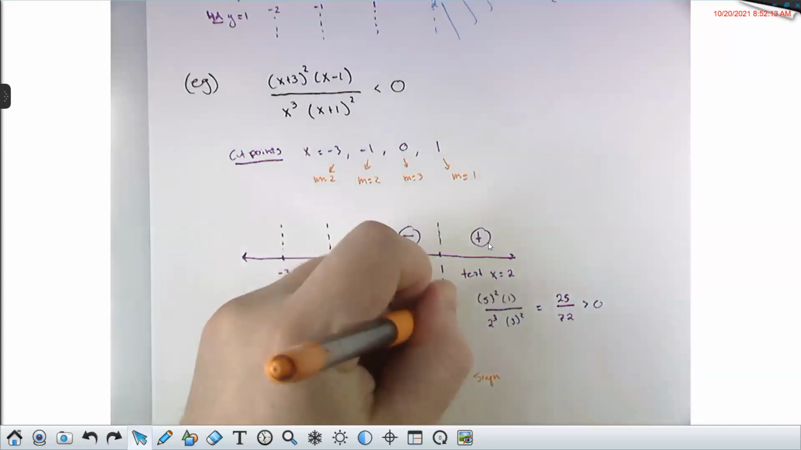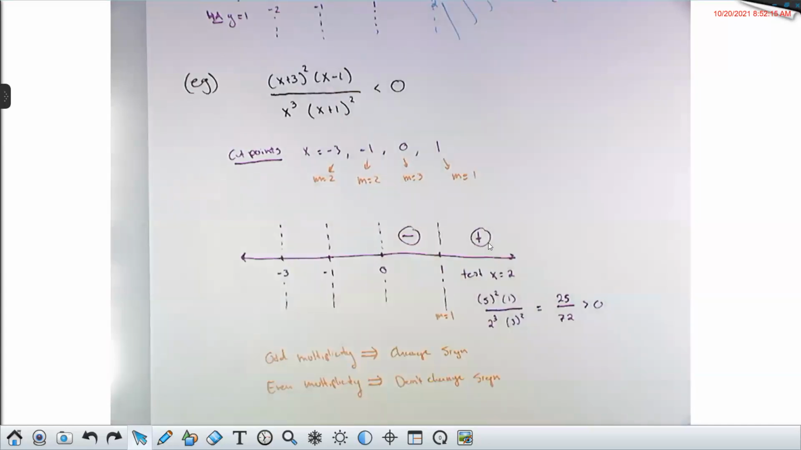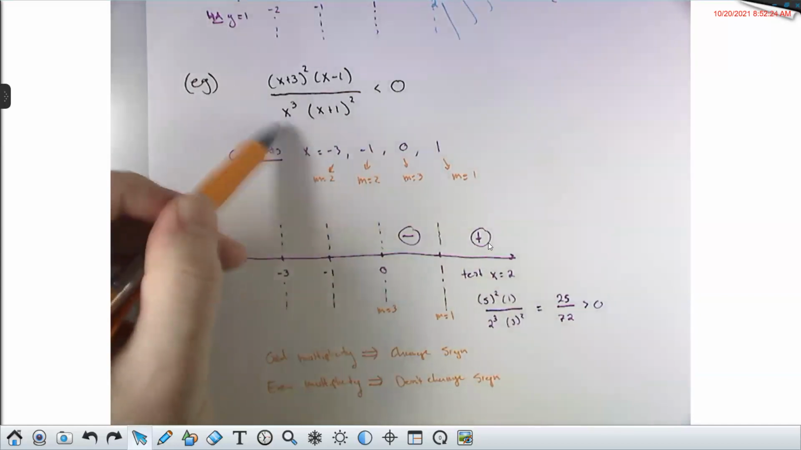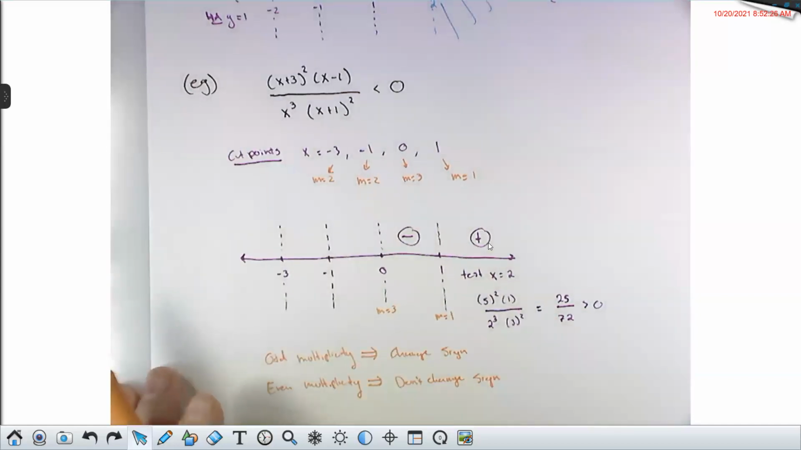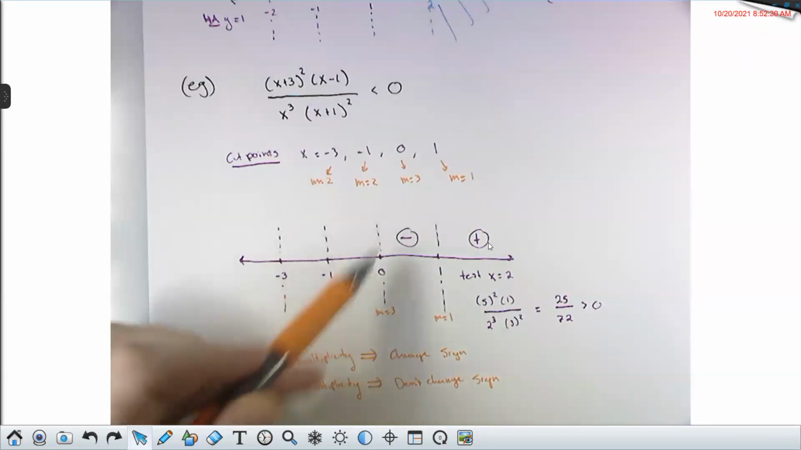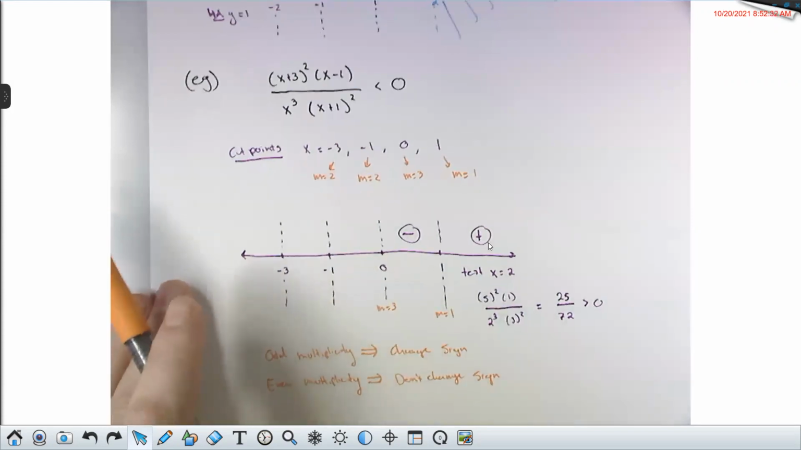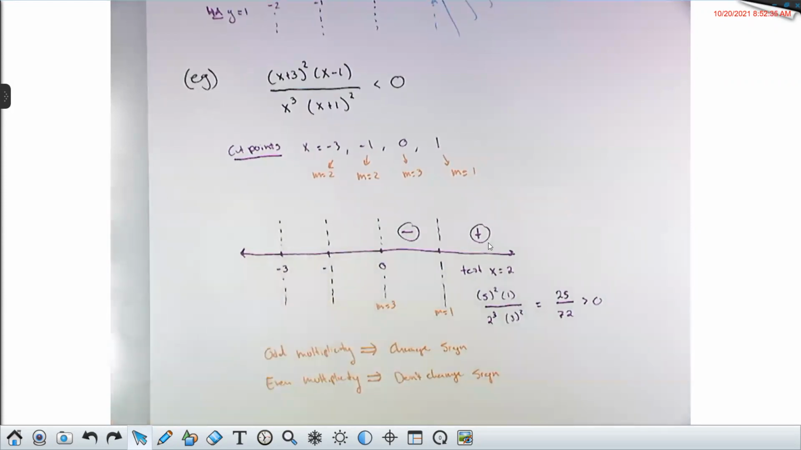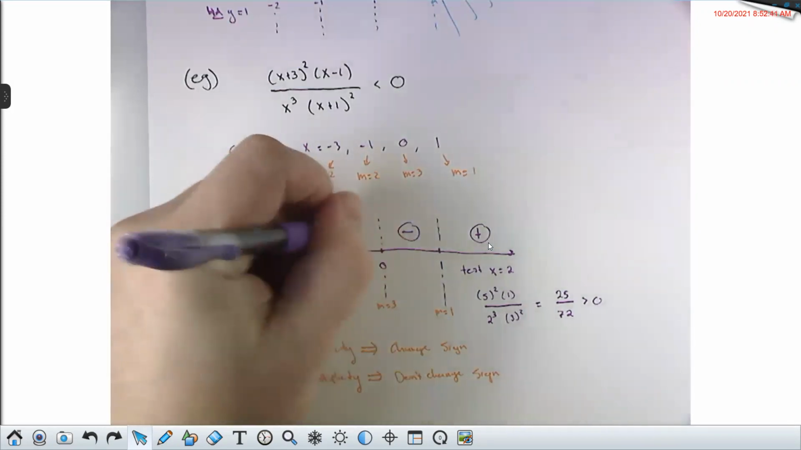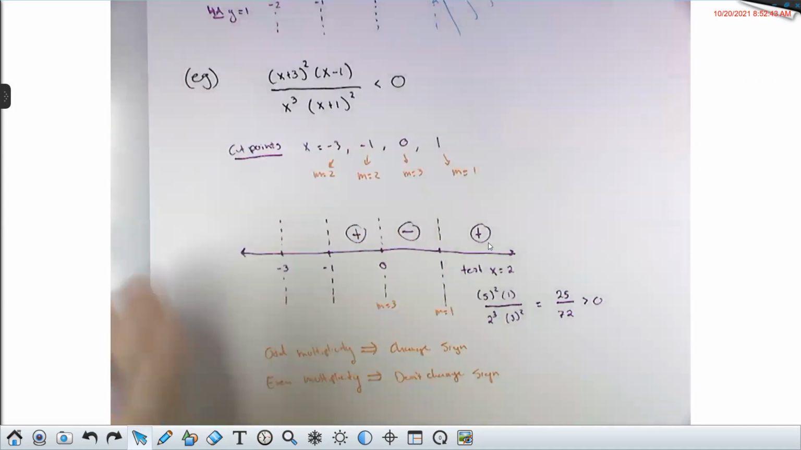This is a multiplicity 1 thing. The 0, that's a multiplicity 3 thing, right? He came from the factor x cubed. So as I jump over this guy, will I change sign from negative to positive, or will I stay the same sign? Change sign, right? Because it's an odd multiplicity. So since I know I'm negative over here, and I know when I hop over this I need to change sign, we're going to be positive in here.